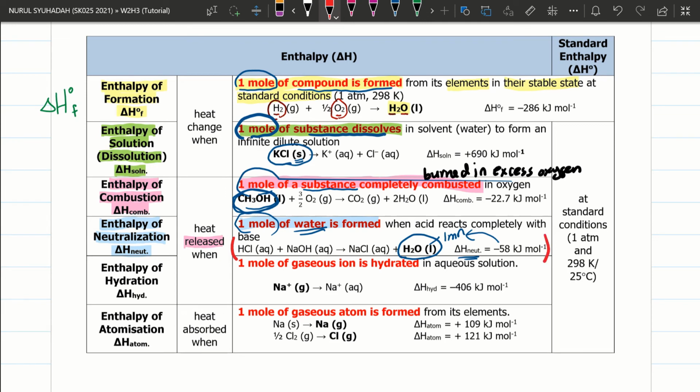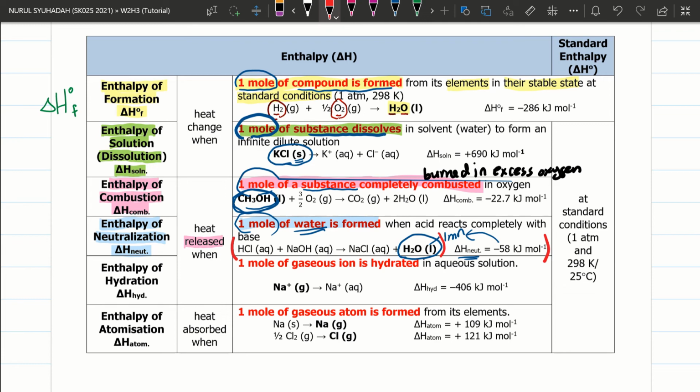You must put the delta H. If you just write down the balanced chemical equation only, this is not considered a thermochemical equation, because a thermochemical equation must have the information on the enthalpy of the reaction. Okay, so that one is for enthalpy of neutralization.